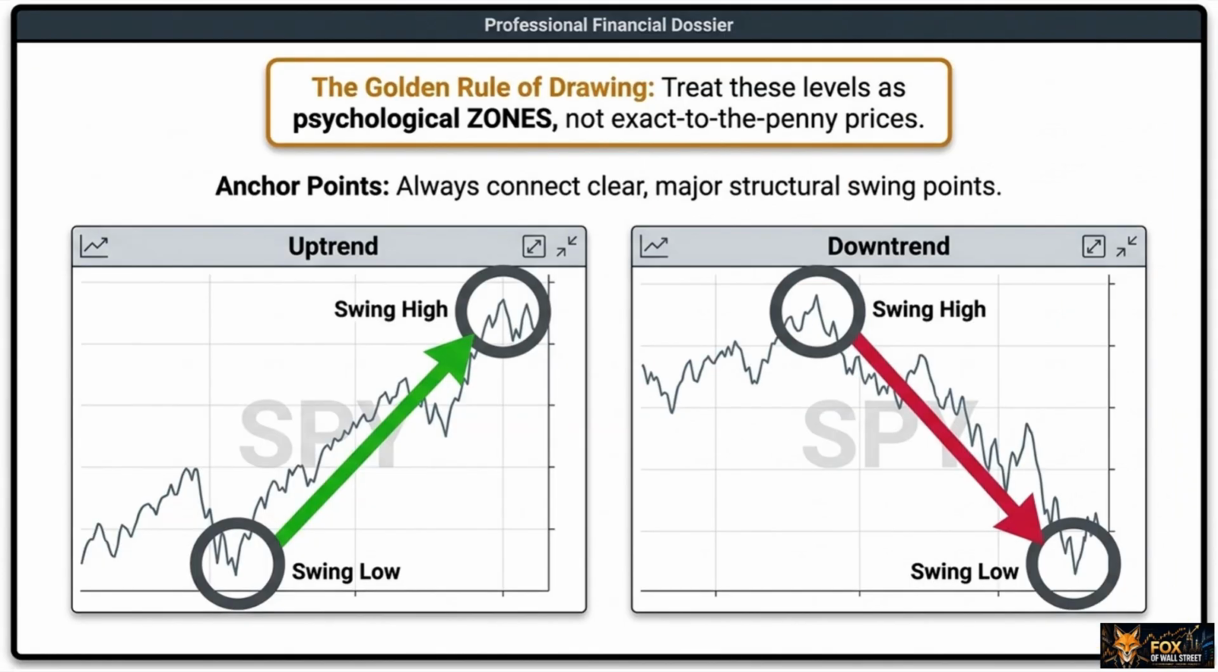Part 2. Drawing and level interpretation. Mapping exact zones. Okay, let's dive into this. To set this up perfectly, you always want to draw the Fibonacci tool from a clear swing low to a swing high in an uptrend, or obviously from a swing high to a swing low in a downtrend. But the real secret here is understanding what each specific level actually tells us about market psychology.